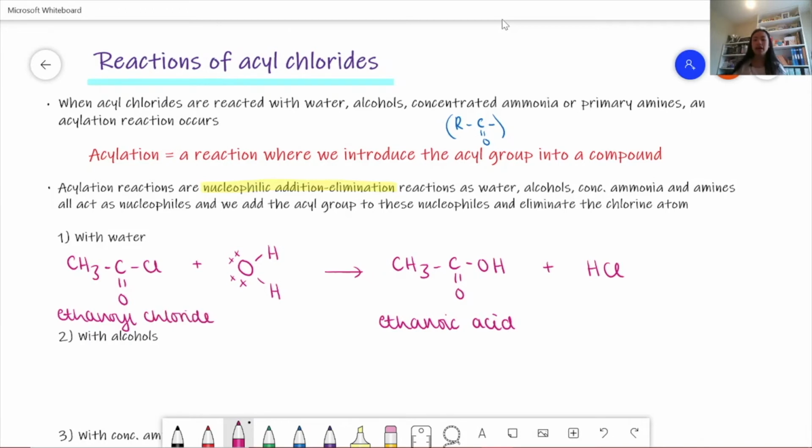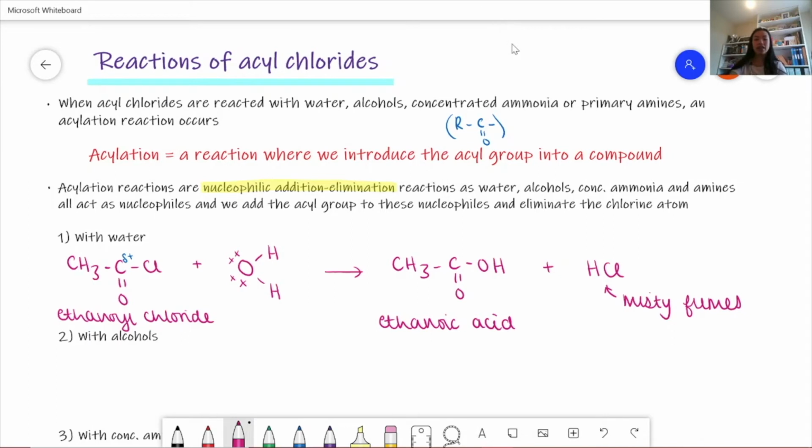Because what we've done is we've basically bonded the oxygen with the partially positive carbon. And so this is how we've removed the chlorine. And also one of the hydrogens off the water has also been removed. And this chlorine and the hydrogen react together to form HCl. And you'll actually see misty fumes from this HCl given off.